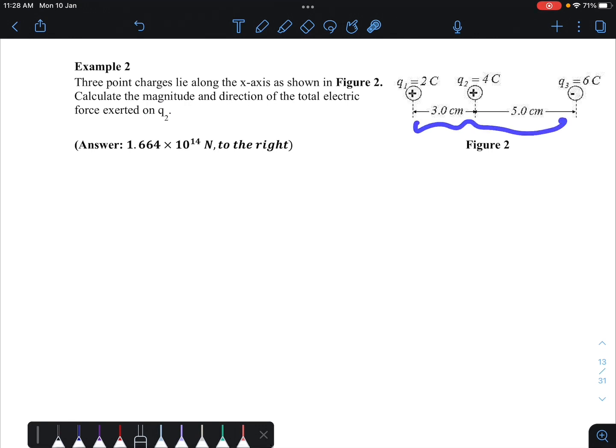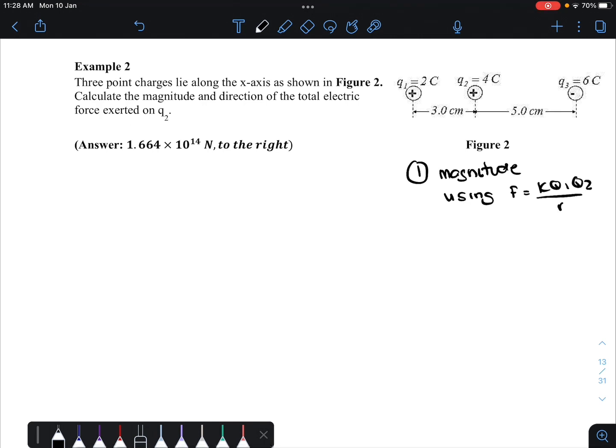So we have three charges here and our subject here is Q2. We want to find the total force acting on Q2 only. Before we start, we are going to recall what we are supposed to do in order to answer a question on electrostatic force. First, the magnitude, using F equals k Q1 Q2 over r squared, which is the general equation here. And second is the direction.